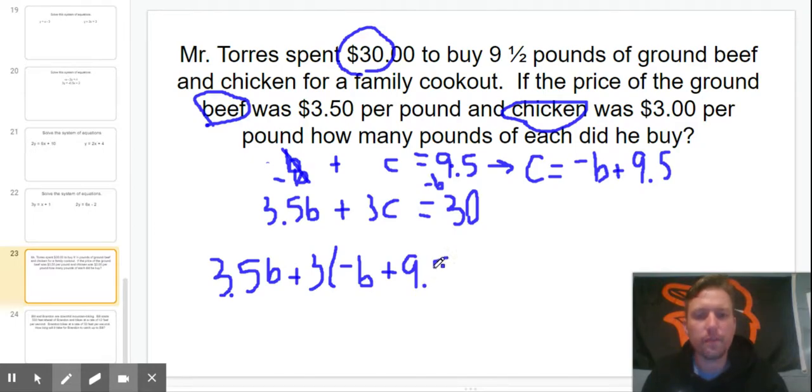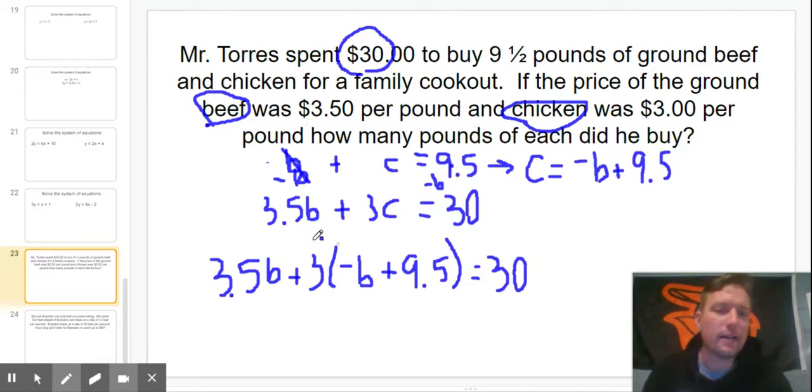Equals 30. Okay? So this is my new equation where I have substituted in the value of c in my second equation, so that now, if you look at it, there's only one variable. And because there's only one variable now, from our substitution, we can solve this, okay?